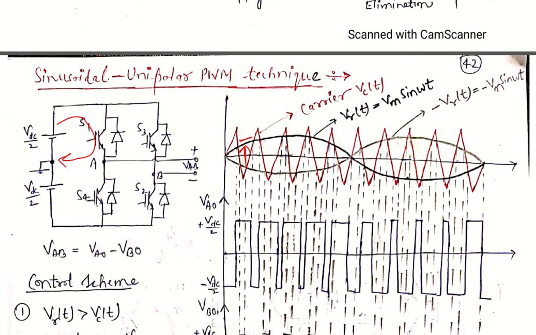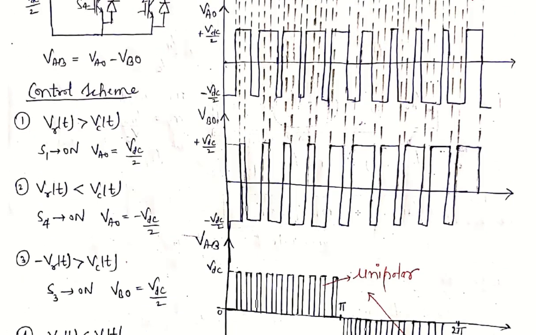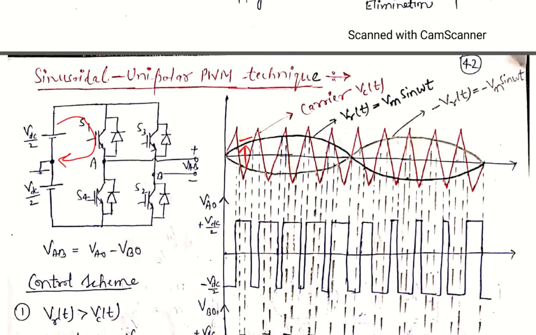And when Vr(t) is less than Vc(t), that is the second logic, S4 will be on and VA0 equals minus VDC by 2. So these are the two logics applied for the positive reference waveform. When S4 is on, we apply the KVL and easily find VA0. This point is the O point, the virtual neutral point. If you apply KVL here, we obtain VA0 equals minus VDC by 2.